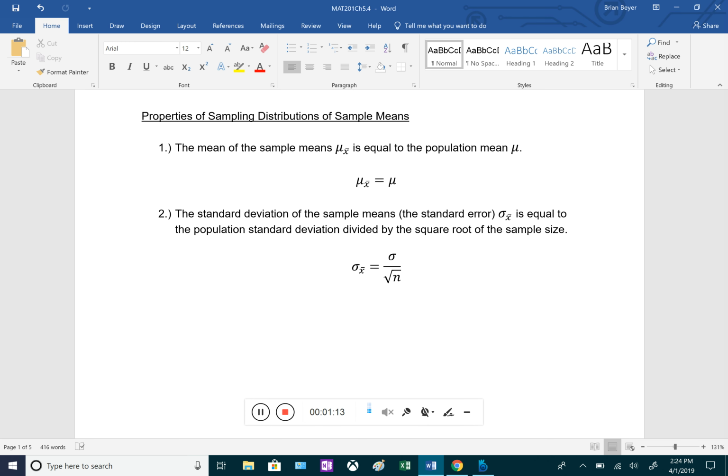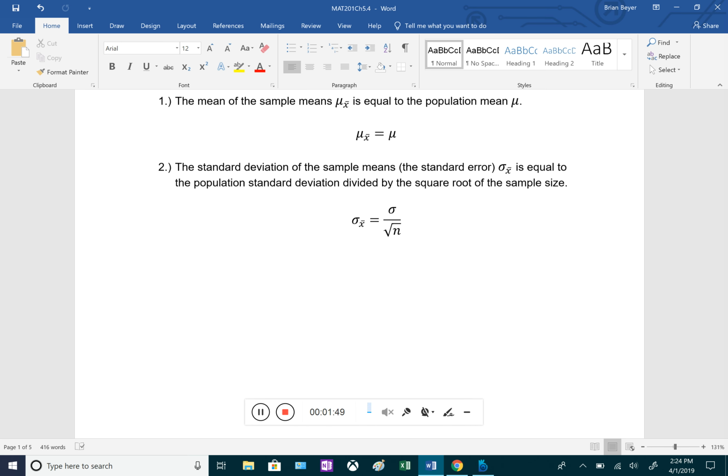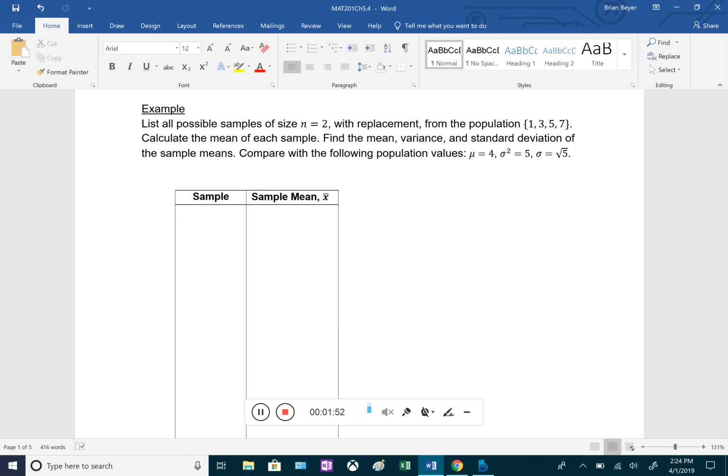Some properties that we will be using on the next page and going forward. The mean of all of these sample means, which we can denote with mu sub x bar, equals the population mean mu. And the standard deviation of these sample means, which is also called the standard error, we can call sigma sub x bar, is equal to the population standard deviation sigma divided by the square root of the sample size. Okay, so probably pretty confusing. Let's take a look at an example so hopefully it clears up what this means.